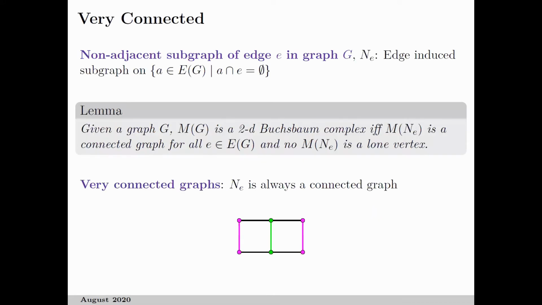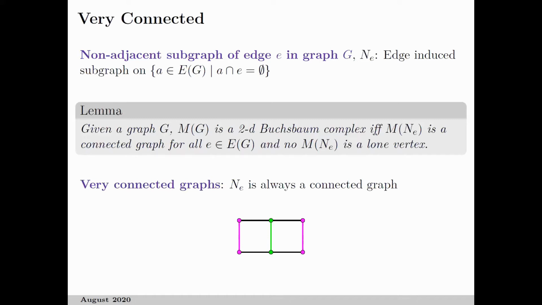To discuss these types, we need to also introduce our notion of the non-adjacent subgraph of an edge E in a graph G, which we denote n sub E, which is just as it sounds. It is the edge-induced subgraph of G containing the edges which do not intersect E. This simple lemma shows why we care to talk about this explicitly, because the matching complex of n sub E corresponds to the link of vertex E in M of G.